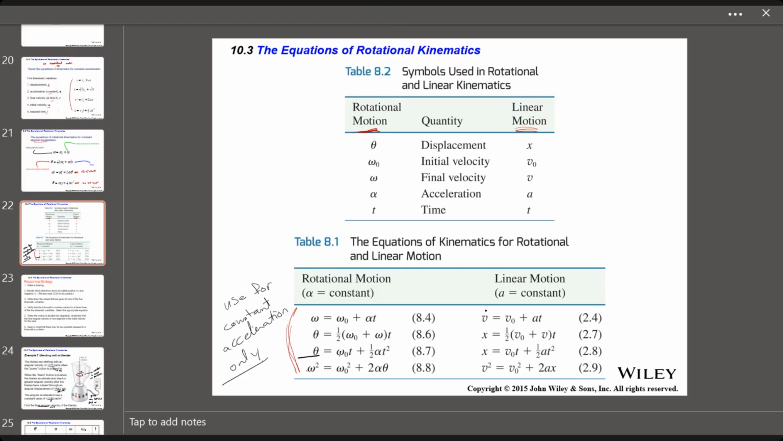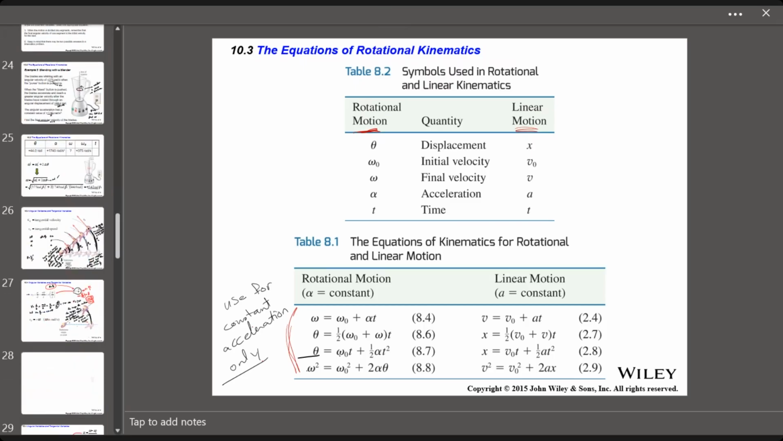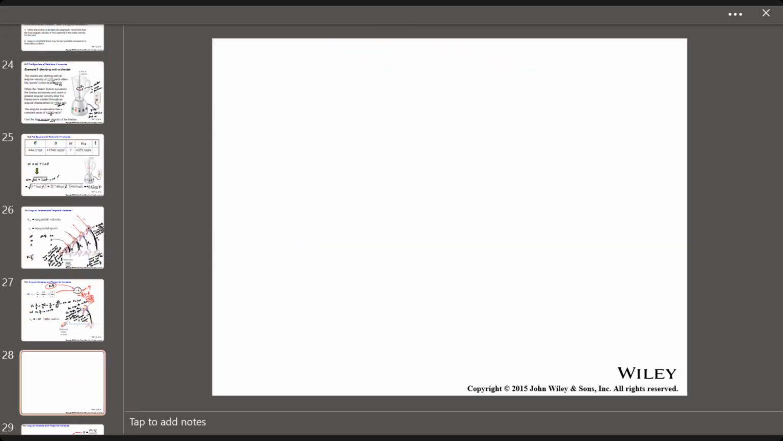So v equals v0 plus at becomes omega equals omega 0 plus alpha t. So I'm just substituting v by omega everywhere, a by alpha, which is the angular acceleration, as you can see in this table, and so on and so forth. So we have these rotational motion kinematic equations, which we can use in any problem solving involving rotational motion with a constant angular acceleration. Now, what we did next was we were trying to link the angular quantities to the translational ones.